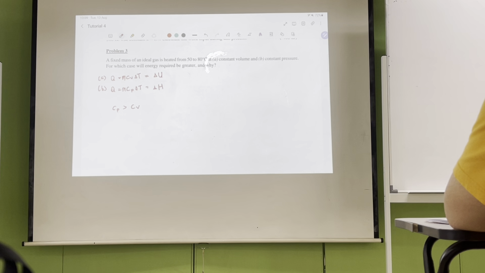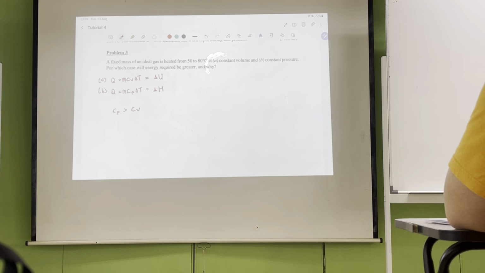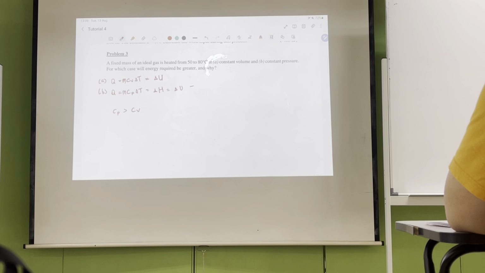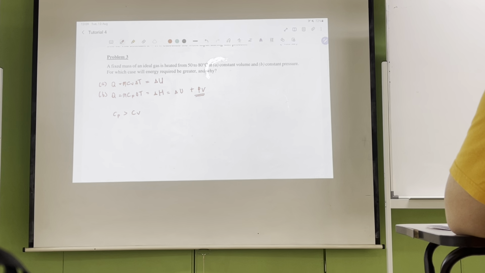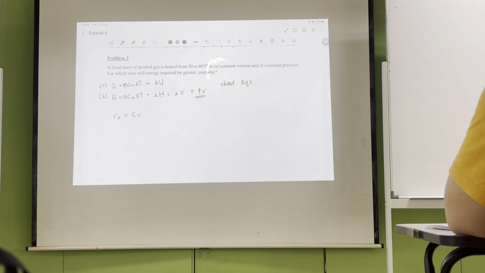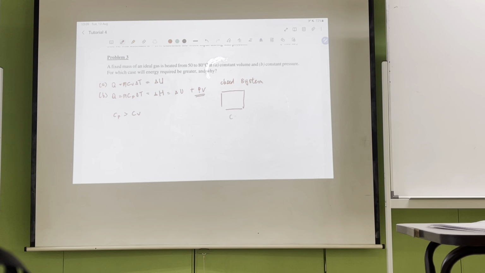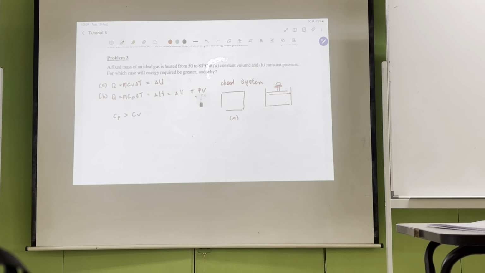But of course, if we look at it in more theory terms, the real reason here will be this. We also know that enthalpy is U plus PV, right? So here we have this extra term. And in this case, let's say we are looking at a closed system. Case A will be a rigid tank, while case B, under constant pressure, will be a piston cylinder device.